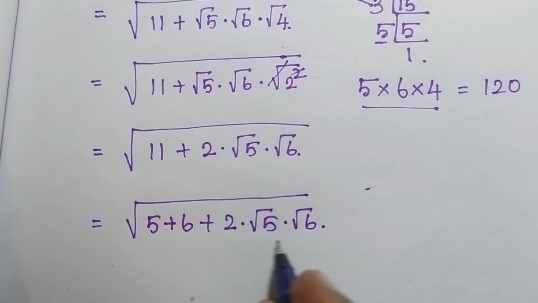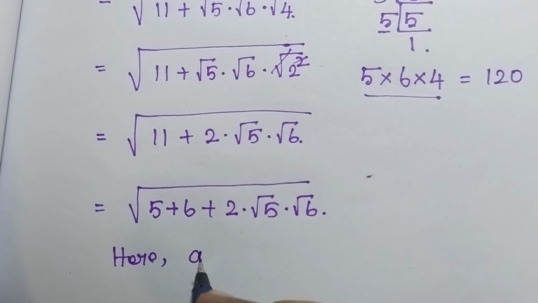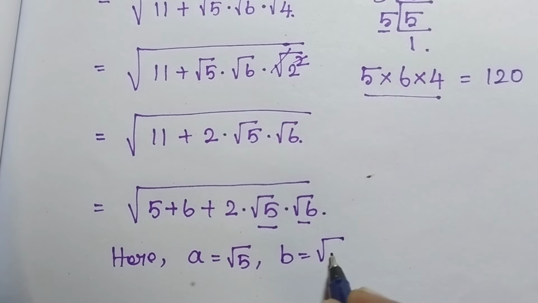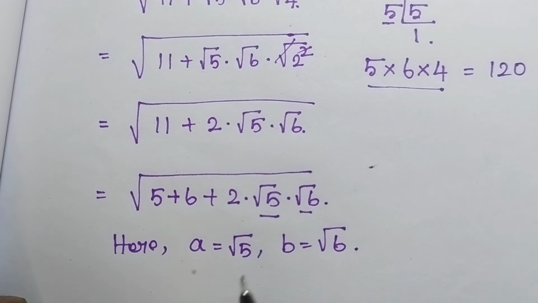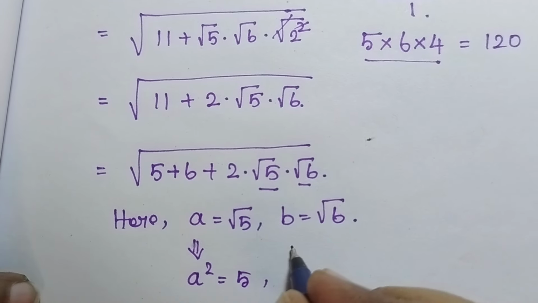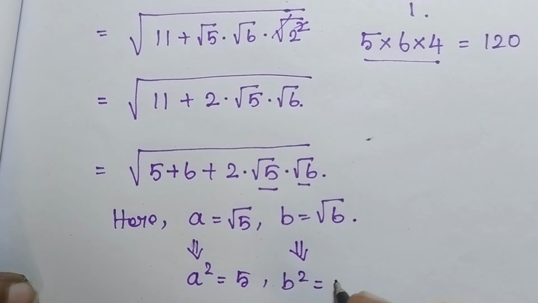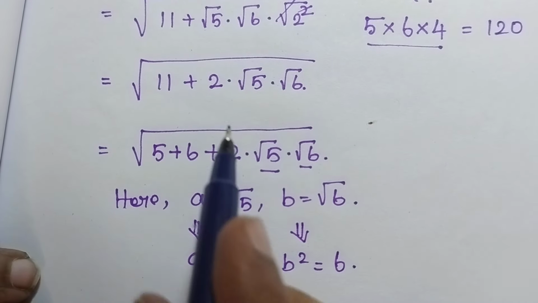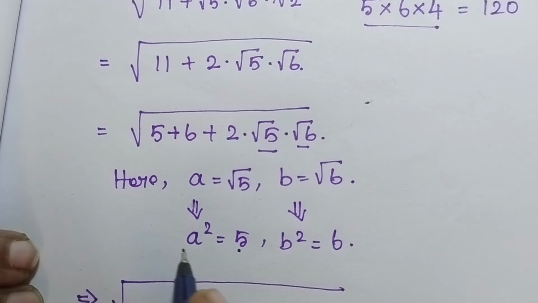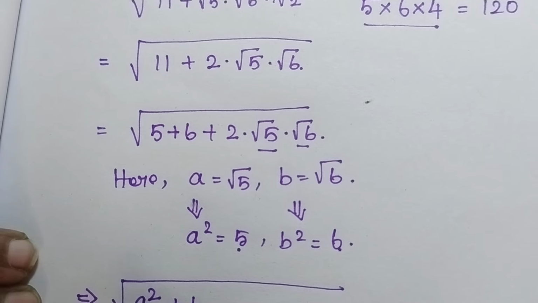So let's assume here, A is equal to root 5 and B is equal to root 6. Therefore, from this I can get a square is equal to 5, and b square is equal to 6. Just apply that here. Therefore, 5 is equal to a square and 6 is equal to, instead of 6, I am going to write b square.